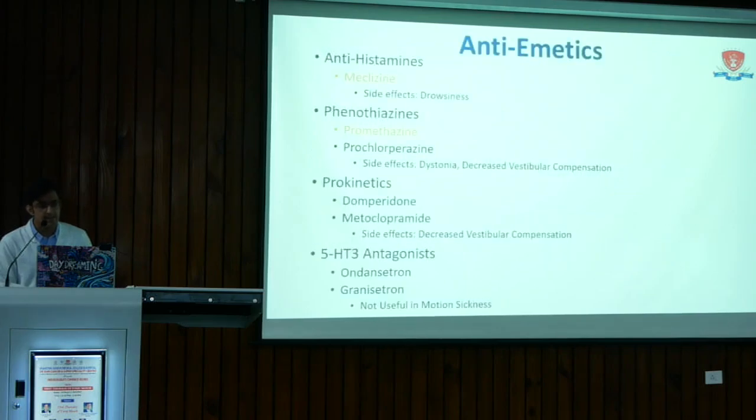Taking a look at the antiemetics class, it includes antihistamines, which we discussed earlier, such as meclizine, phenothiazines, such as promethazine, which we've already discussed, as well as prochlorperazine, with the side effects of dystonia and decreased vestibular compensation. Prokinetics, such as domperidone and metoclopramide, are also used and also contain the same side effect of decreased vestibular compensation. 5-HT3 or serotonin antagonists are also given, such as ondansetron and granisetron, but these are not that useful in motion sickness.